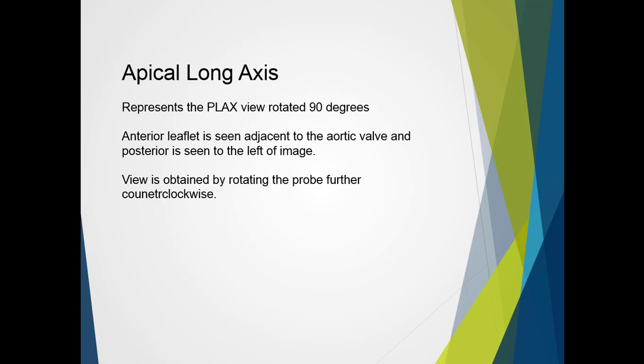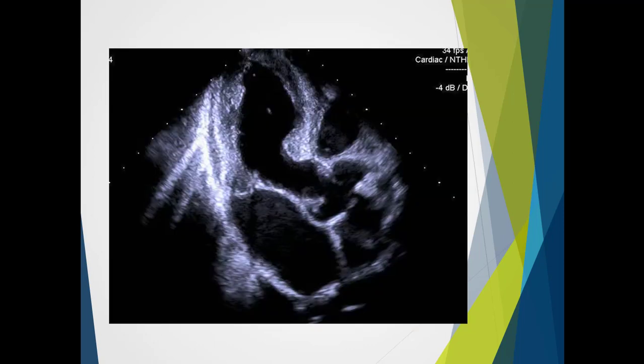Apical long axis, of course, is another view that we'd like to use to investigate the mitral valve. It represents the parasternal long axis view with everything rotated 90 degrees. So instead of the heart being horizontal on the screen, it's presented a little more vertical. And here we have a typical apical long axis view where you can see the mitral valve quite clearly, posterior leaflet and anterior leaflet there.